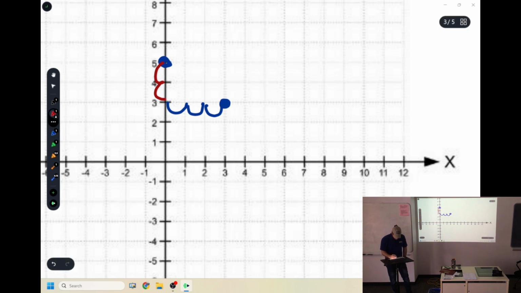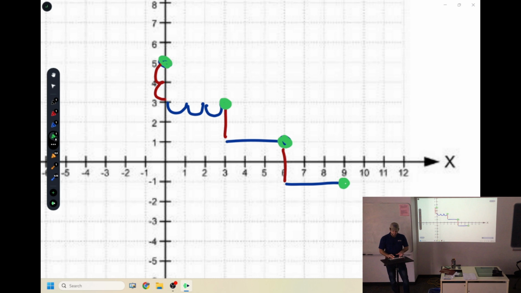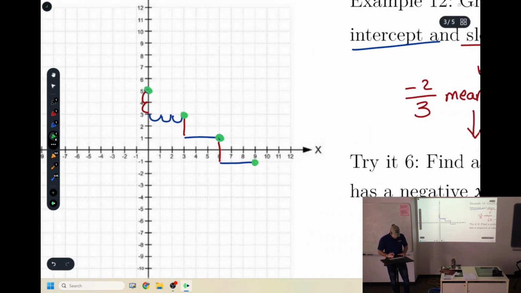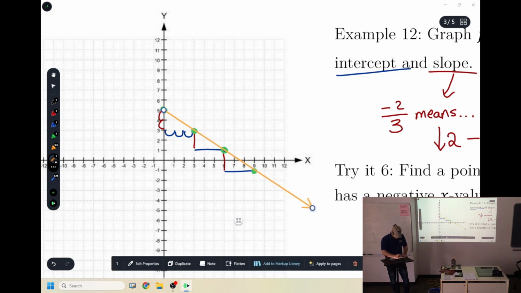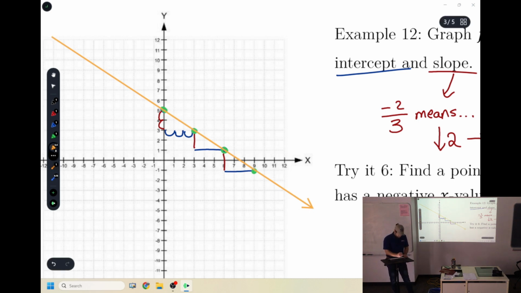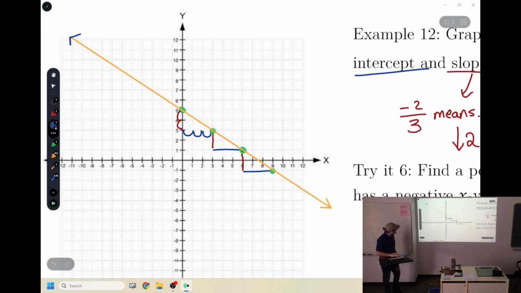Do it again. Down 2. Over 3. Put a dot. Down 2. Over 3. Put a dot. Does that look like it's a line, a constant slope, a constant average rate of change? To me, it does. Look at that. Sometimes it doesn't give me that arrow on the end.